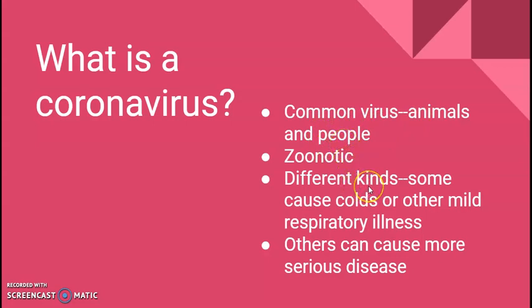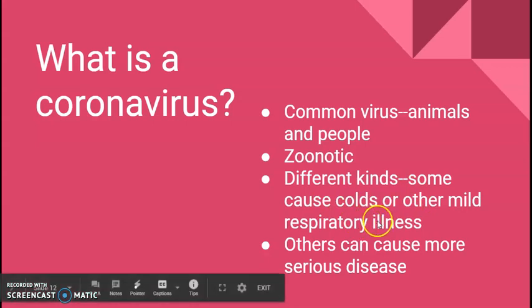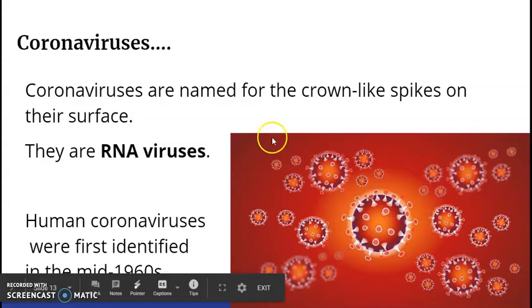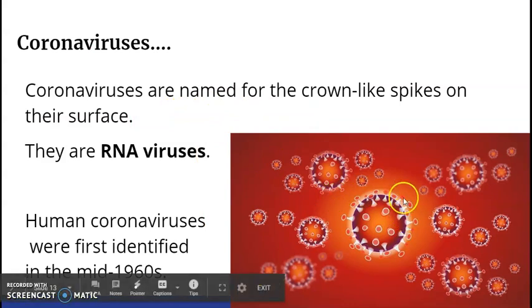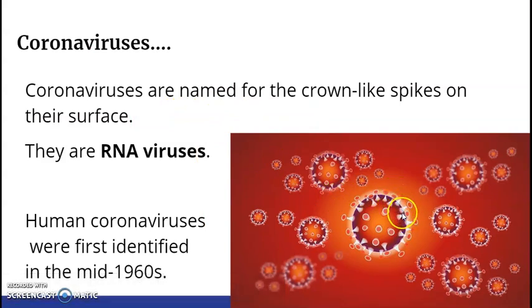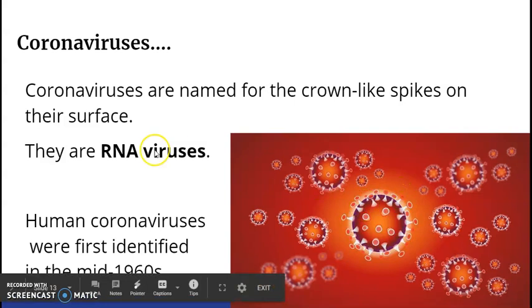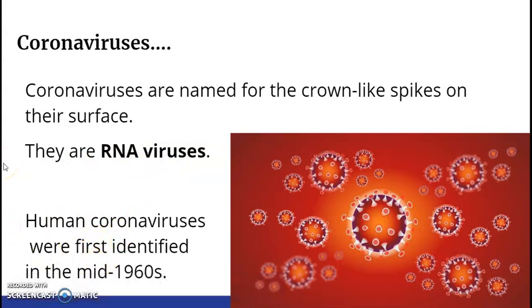As I said, there are different kinds. Even within the types that infect humans, some cause colds or other mild respiratory illnesses, and then there are a few others that we know of that cause more serious diseases. As I said, they're named for their crown-like spikes on their surface. They're round with embedded proteins that look like spikes on a crown. These are RNA viruses, and the first human coronaviruses were identified in the mid-1960s.